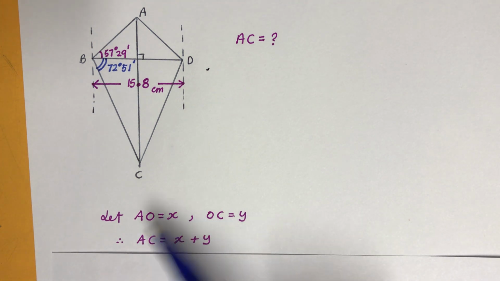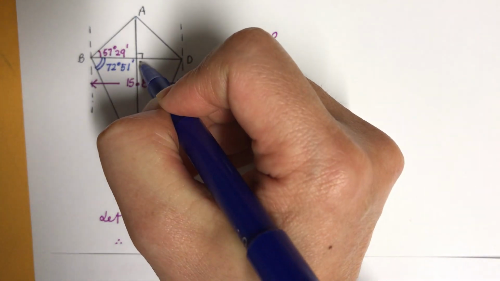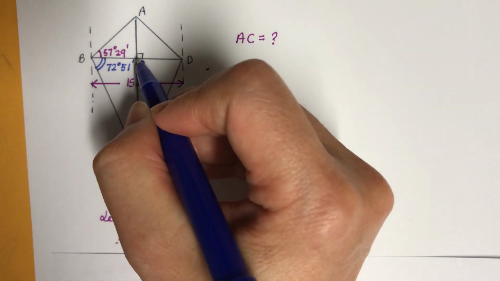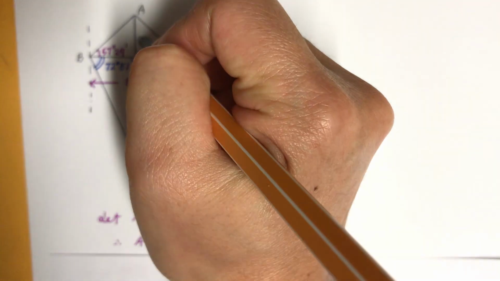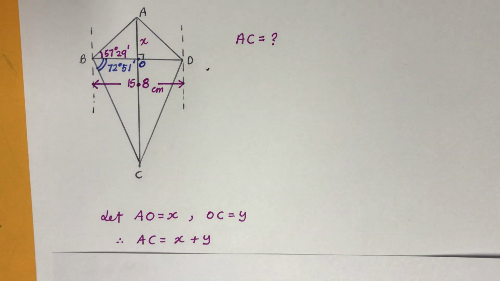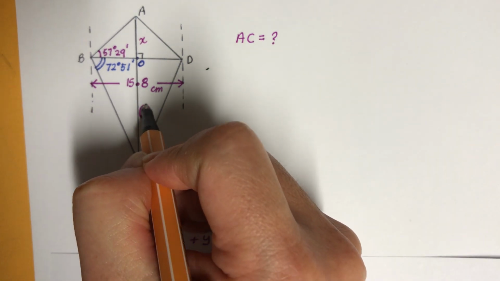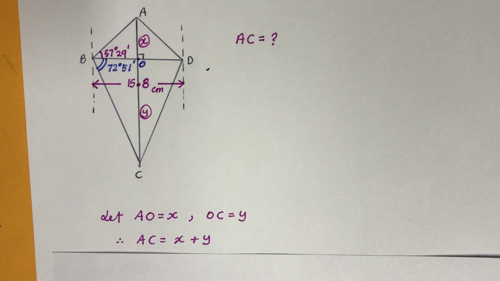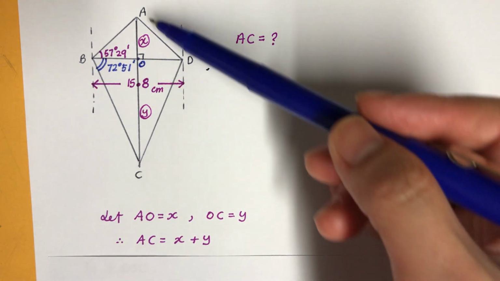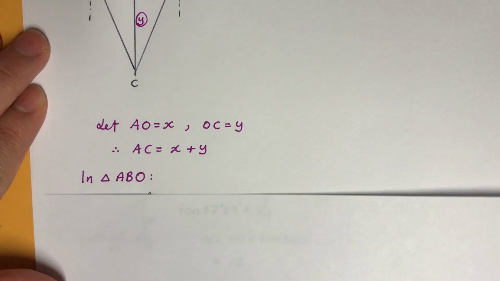So I'm going to let AO, oh, hang on a minute, I'm just going to call this one O, the middle intersection part. Okay, so AO equals X, so I'm going to call this one X, and the OC as Y. I'm going to circle this so I can see them better. Okay, and AC obviously will be the sum of X and Y. All right, so that's what we have to find.